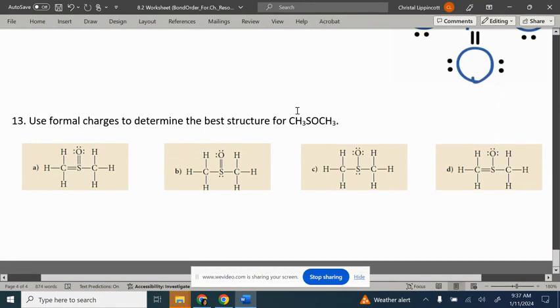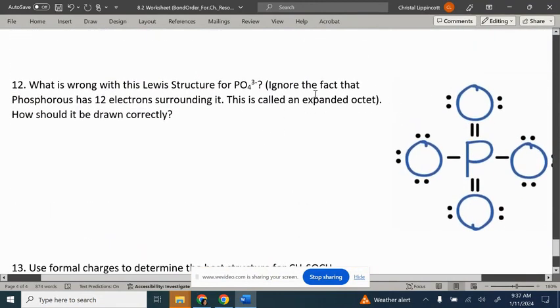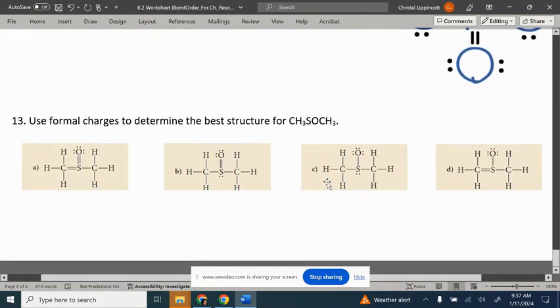I want the rest of this. You should be able to do this entire thing now that you know what an expanded octet is. You should be able to finish this assignment up for homework tonight. Okay.